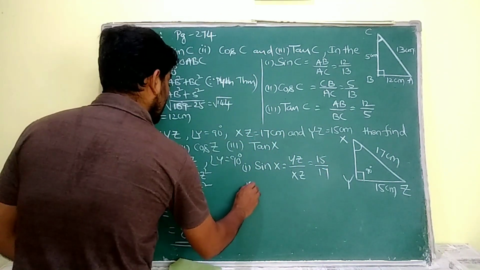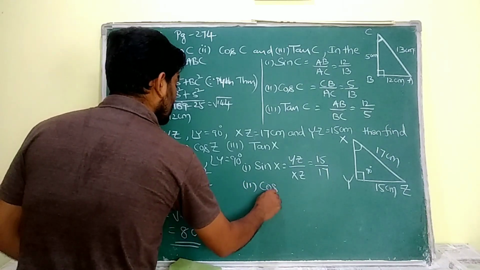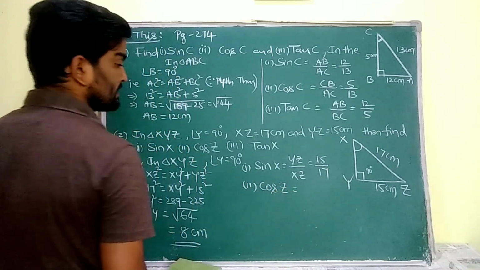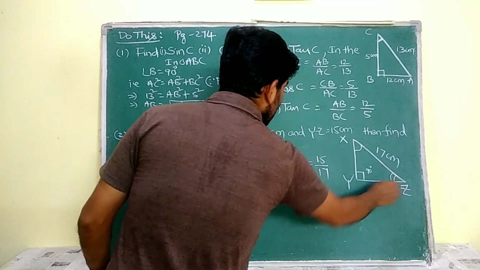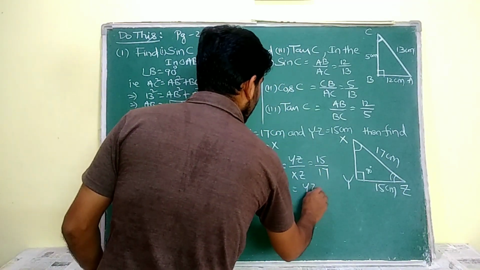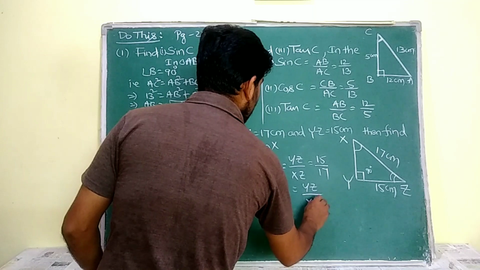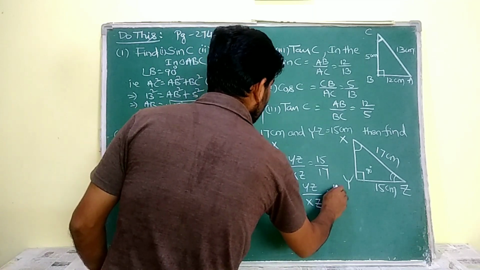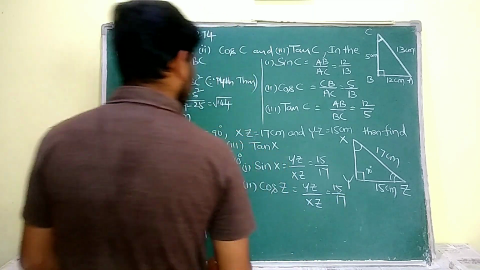Now the second one is asking cos z. Cos z means z's adjacent side over hypotenuse. To this z the adjacent side is YZ, okay, and the hypotenuse is XZ. That is equal to, see ma, 15 by 17.